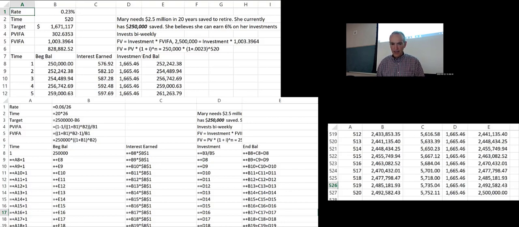So she has 250,000 today. She's going to invest it and make 0.23% every 2 weeks for the next 520 weeks. So she should have 828,882. So if she did nothing, she just kept that 250, did nothing, she should have $828,882.52. She needs 2.5 million. So we take that 2,500,000, subtract the 828.